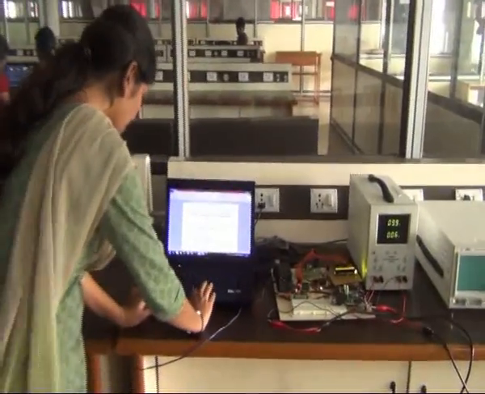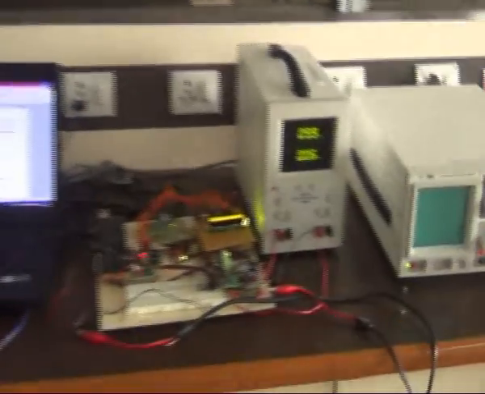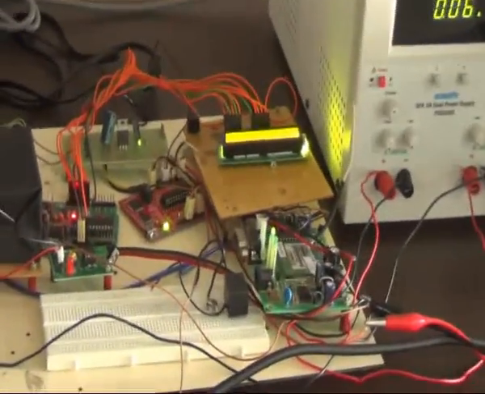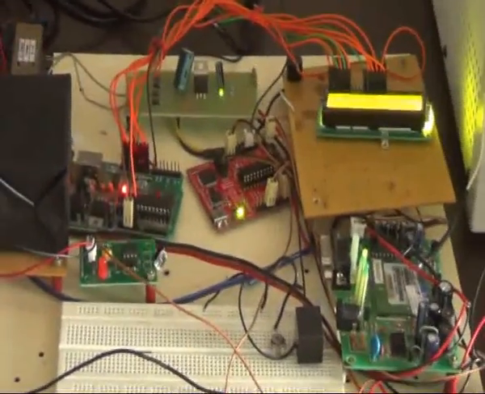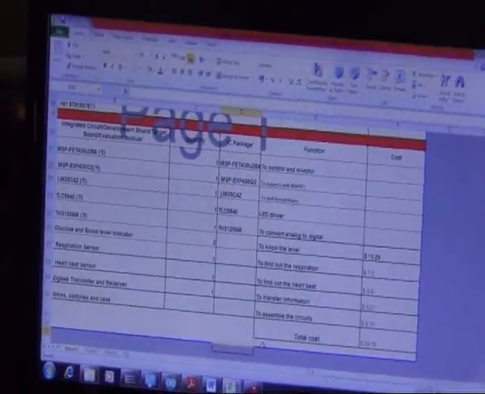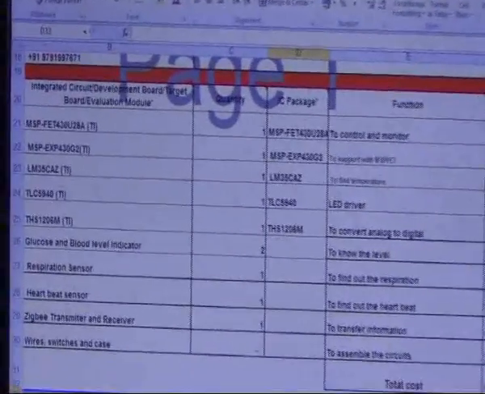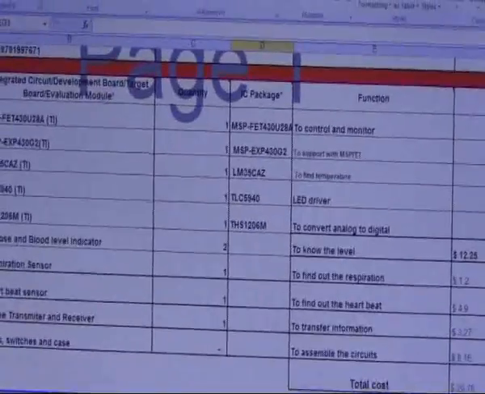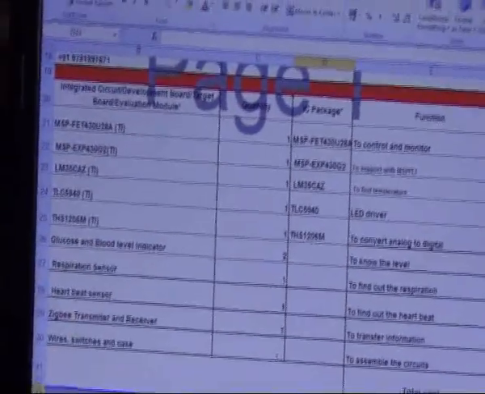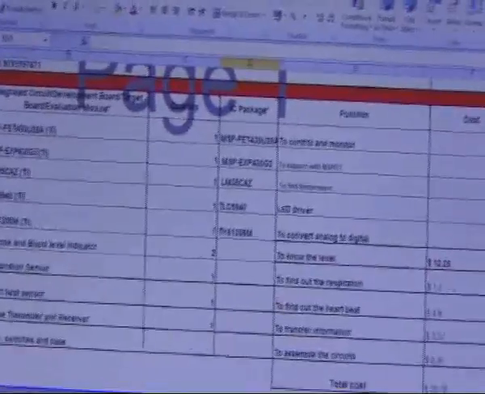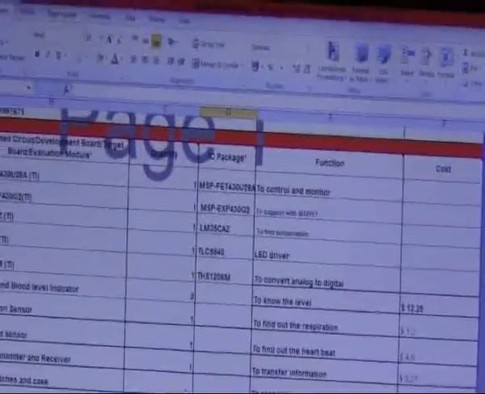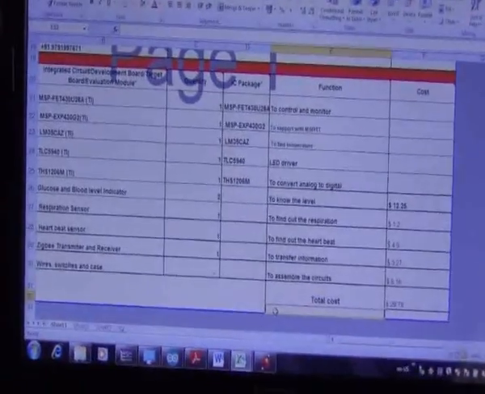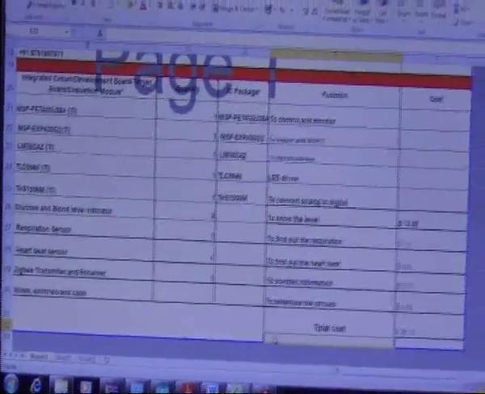The components used in this system are MSP FET 430, to control and monitor the system, and MSP EXP 430G2 to support with MSP PT, and TIIC 5940 as an LED driver, and THS 126M to convert the analog into a digital signal. The block diagram, as we have shown, is described as hardware in the next system.